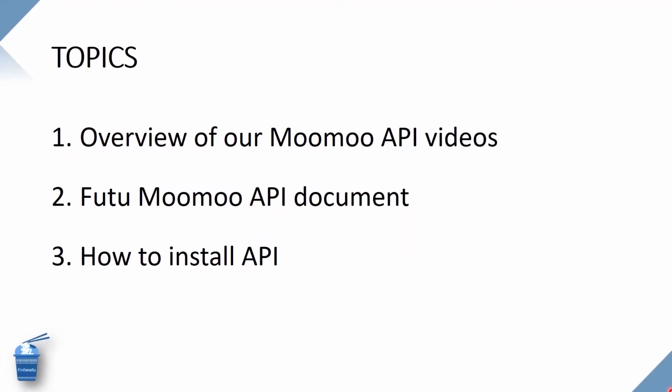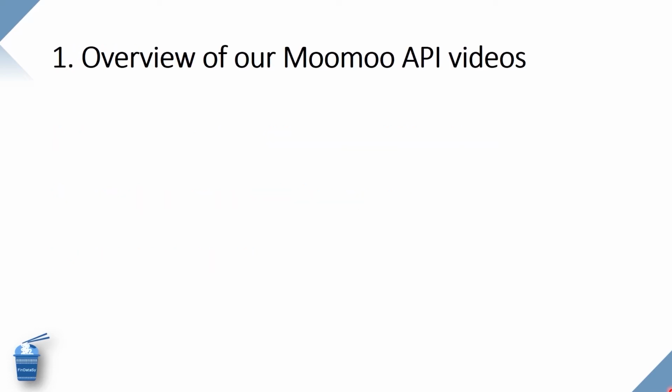In today's video, we're going to take you through three topics. First, an overview of our API episode, exactly what topics we'll be covering and what you can expect to learn from watching our videos. Second, we're going to show you the API document, the Bible for Moomoo API. From there, we can find information on various functions and the architecture behind the API interface. On top of that, we're also going to give you a brief introduction on some of the commonly used API functions, which we will be covering in detail in the later videos. Last but not least, we're going to show you how to install the API software and use it. Enough said, so let's get started.